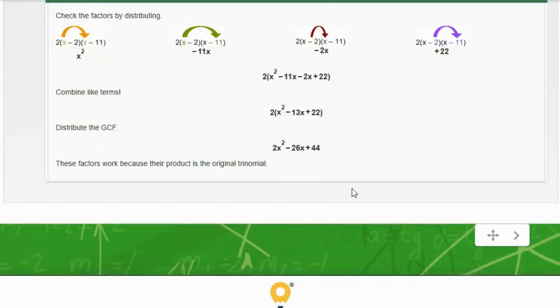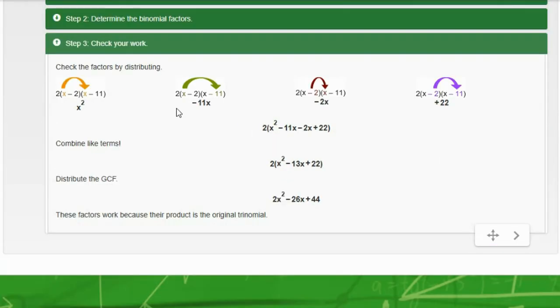And then they checked it by multiplying it back together. They multiplied the 2 binomials together first. They kept the 2 until last. See, they multiplied them together and got x squared minus 13x plus 22, and then multiplied the 2. Like I said, we could do that either way. I multiplied the 2 first. So it doesn't matter which way you prefer.